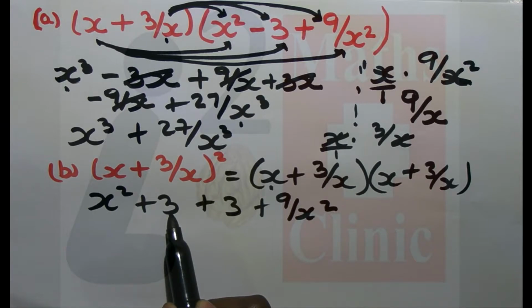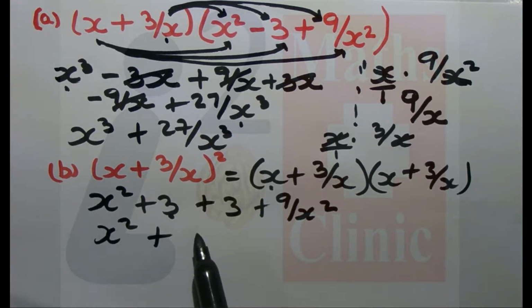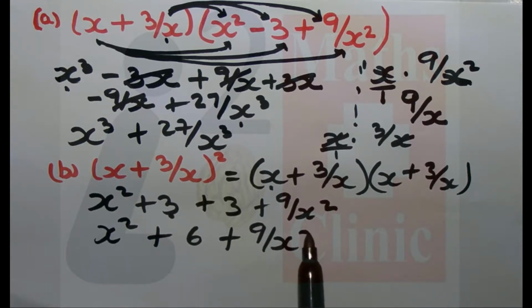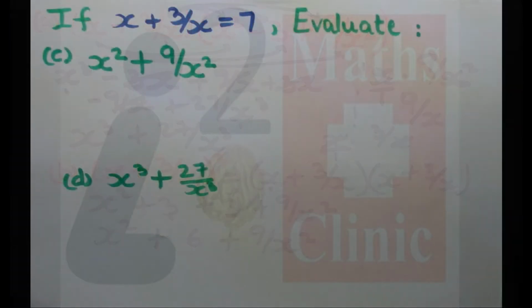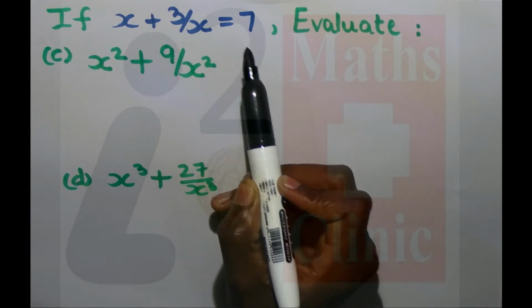Here we add, so we get 6. So x squared plus 6, positive 3 plus 3 is 6, plus 9 over x squared. So I hope you get this. But now, what if x plus 3 over x equals 7.